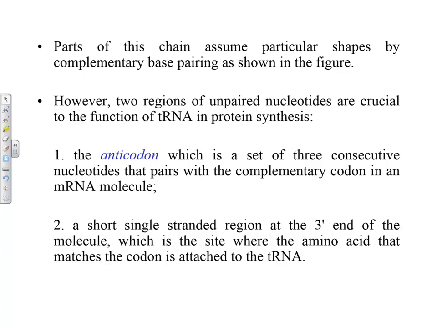Parts of this tRNA chain assume particular shapes by complementary base pairing, as shown in the figure. However, two regions of unpaired nucleotides are crucial to the functioning of tRNA in protein synthesis. The first one is the anticodon, which is a set of 3 consecutive nucleotides that pairs with a complementary codon in an mRNA molecule. The second one is a short single-stranded region at the 3' end of the molecule, towards the top, which is the site where the amino acid that matches the codon is attached to the tRNA.